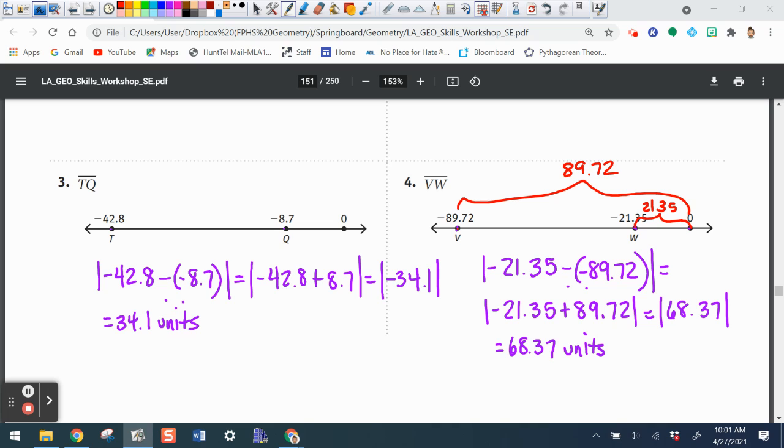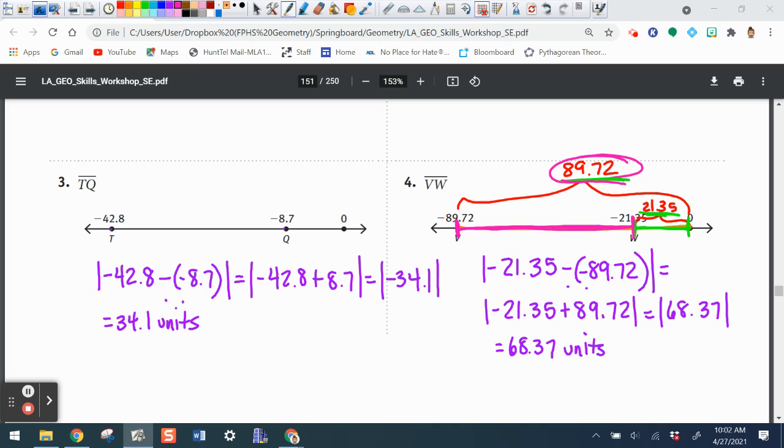So notice what I have here. I now have this total length from V to 0. I have this total length from W to 0. And all I want, the distance that I'm really looking for, is from V to W. So when we're given the total, 89.72, the larger segment, and we're given just a portion of that larger segment from W to 0, we can subtract these two measurements to find the remaining length, or the actual portion that we're looking for, which is from V to W.